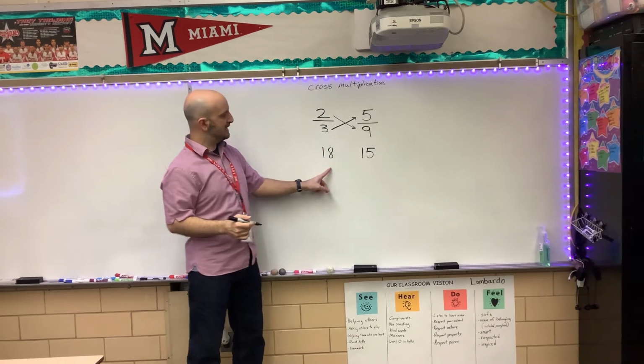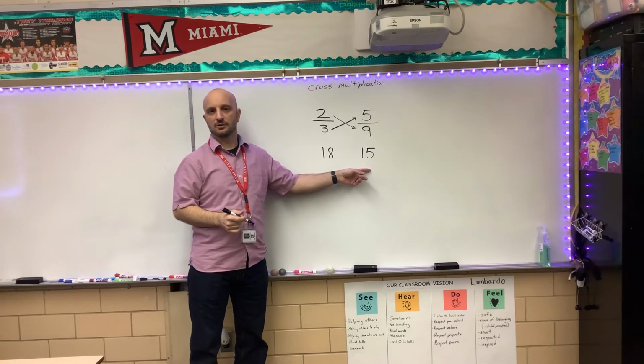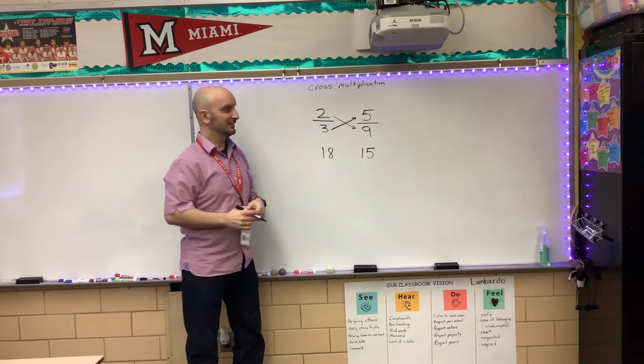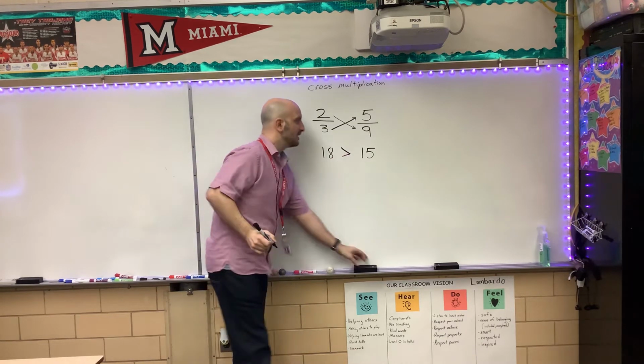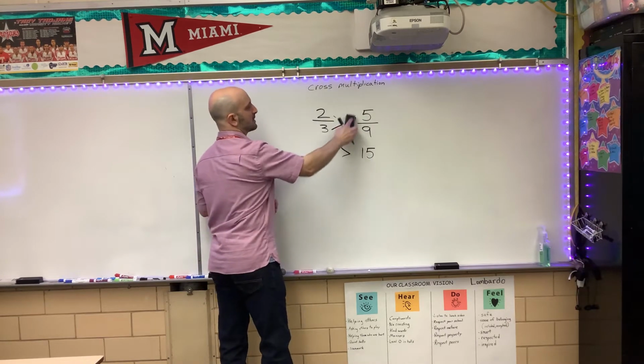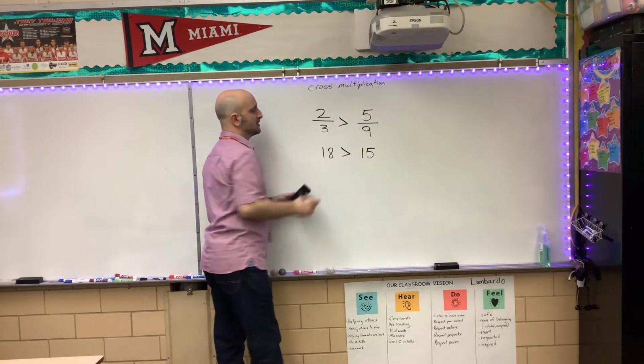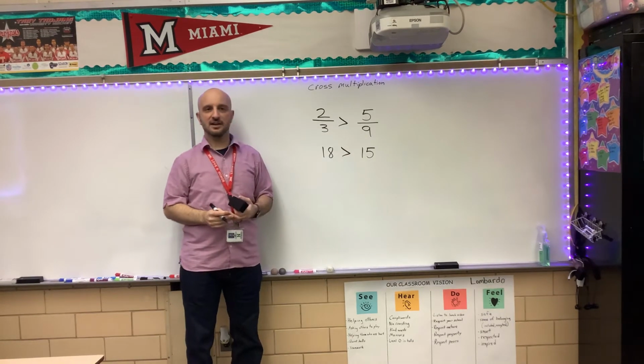So you have 18 here and 15 here. What's larger, 18 or 15? Emma? 18. Yeah. So that means, I'm just going to erase this cross for a moment, that 2/3 is larger than 5/9.